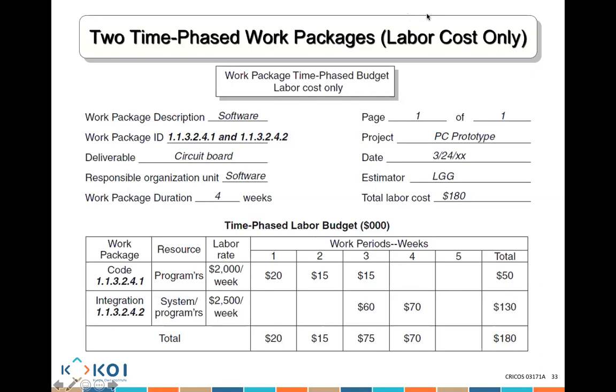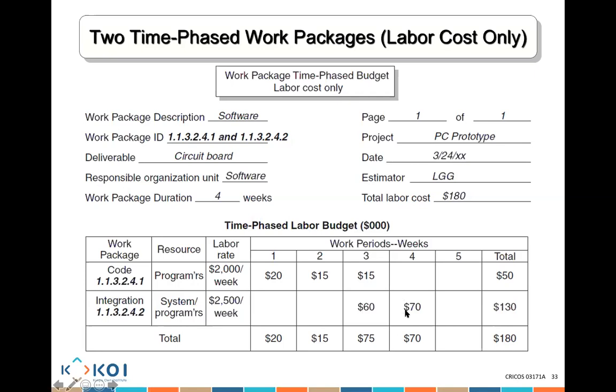I know I need, let's say, to spend $50. For activity 1, the programmer will cost me, let's say, $2,000 per week, for example. I'm spending, let's say, $20 in day 1, $15 in day 2, $15 in day 3. For the integration, I'm spending $60 in, let's say, period 3, $70 in period 4.